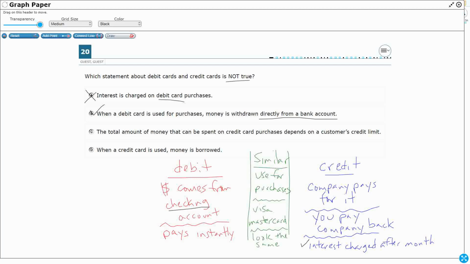It's true, so we don't want that. The total amount of money that can be spent on credit card purchases depends on the credit limit. Yes, we didn't mention that, but everyone has a credit limit, and usually it's pretty big. So that's going to determine the amount of money you can spend. That is correct. And then when a credit card is used, money is borrowed. Correct. Because you're not paying for it. The company is paying for it.